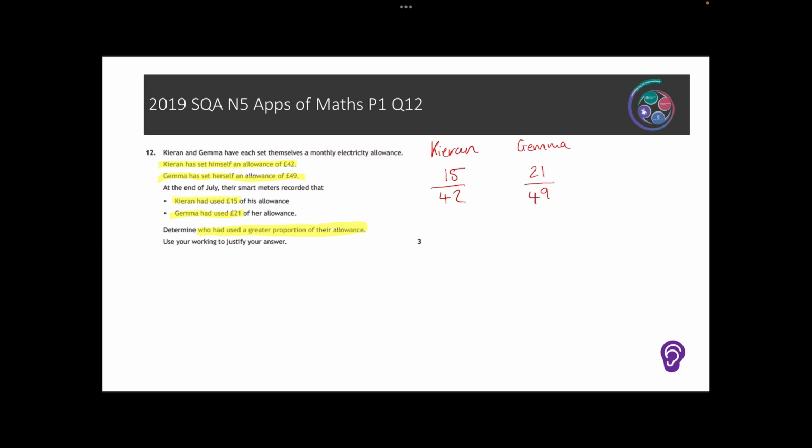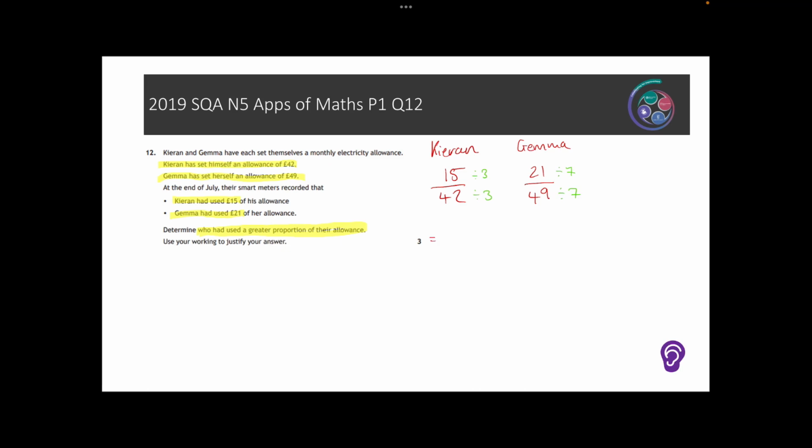So Kieran's used less, however, his allowance is less. And Gemma has used more, but her allowance is more. So what I want to do is easily compare those amounts. And to do that, since I've got them as fractions here, I want to get a fraction with the same denominator there, so I can easily compare them. Now, first of all, I can simplify both of those fractions, so that's exactly what I'm going to do with them. So 15 and 42, I can divide both of those by 3. And 21 and 49, I can divide both of those by 7.